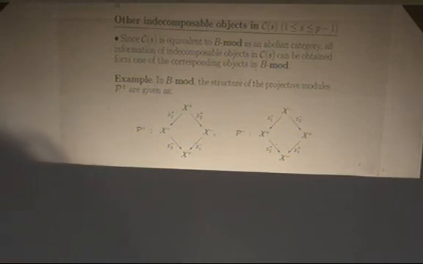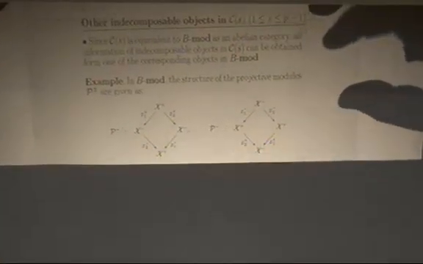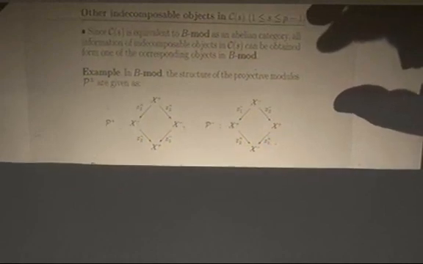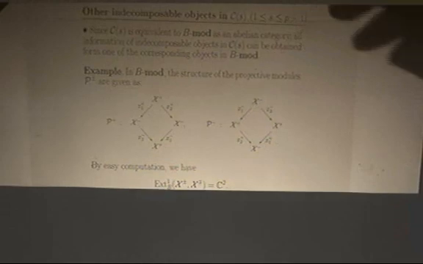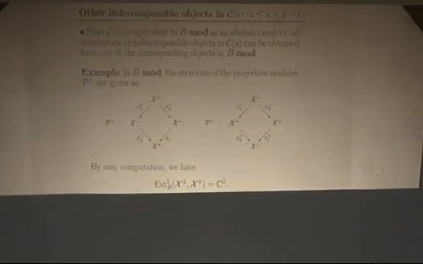This is a 4-dimensional B module. And in this way, the structure of P plus and P minus are given in this figure.